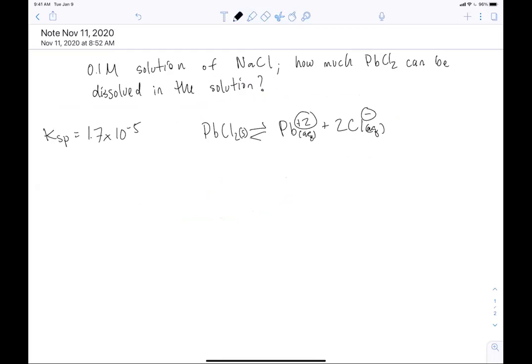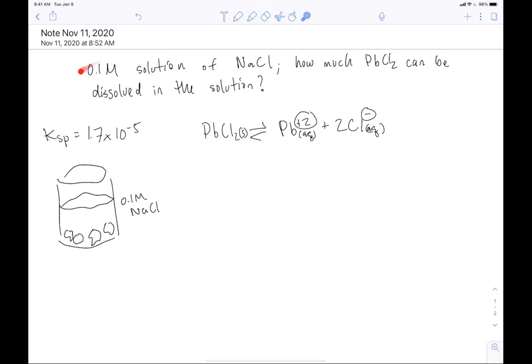So the experimental setup here is I have a solution of sodium chloride that's 0.1 molar. And then I'm adding enough lead chloride to where I'm past the point of saturating it. So there's lead chloride on the bottom, and the maximal amount of lead chloride is going to dissolve in there. What makes this calculation different is that we have some chloride already present from the sodium chloride. So we want to figure out how much lead chloride is going to be in there.